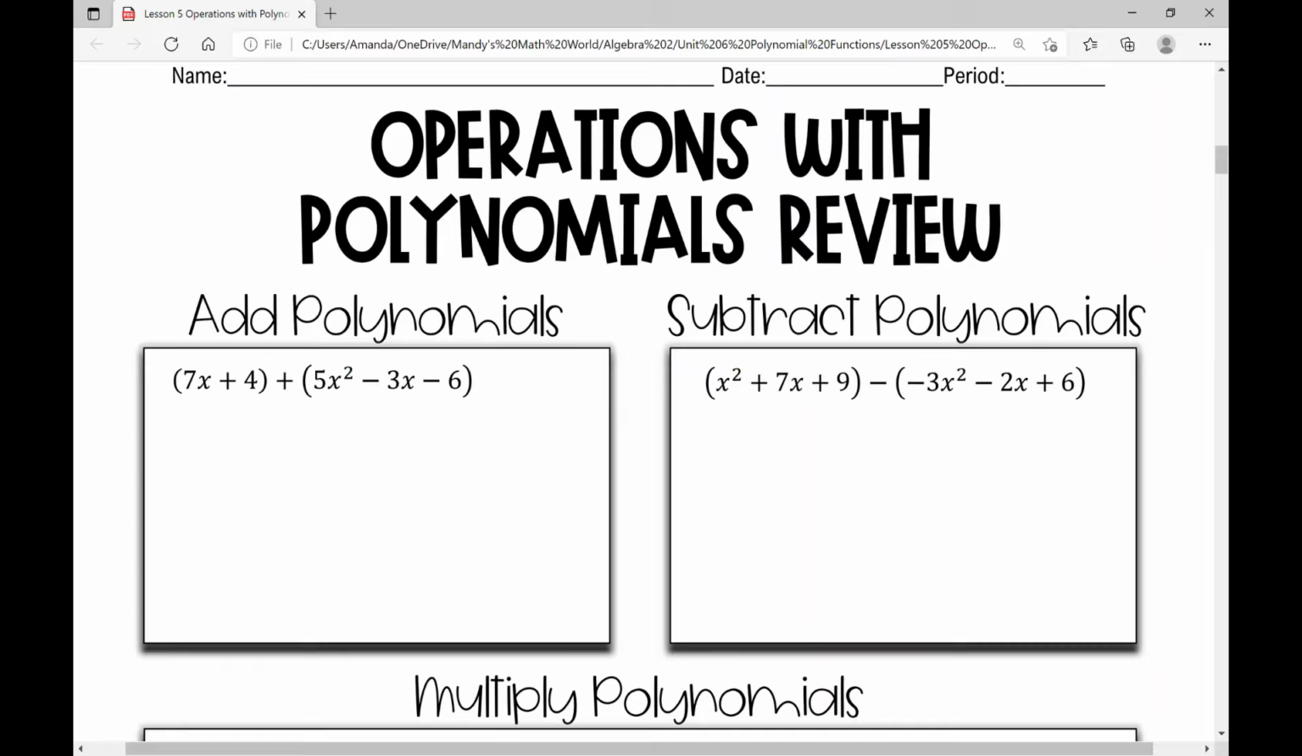Let's get started on your review over operations with polynomials. We're going to be adding, subtracting, multiplying, and dividing polynomials. First, how do we add polynomials? We just combine like terms. So it's really simple, and we're going to write our answer in standard form.